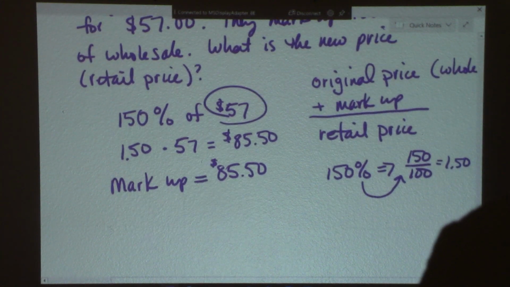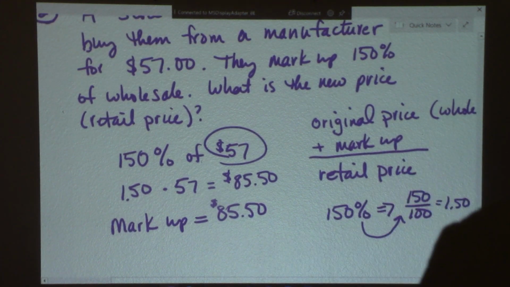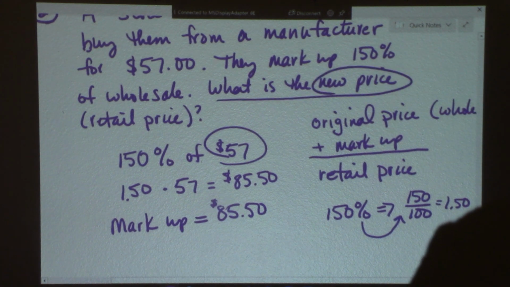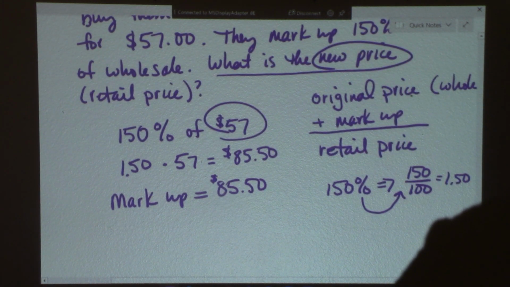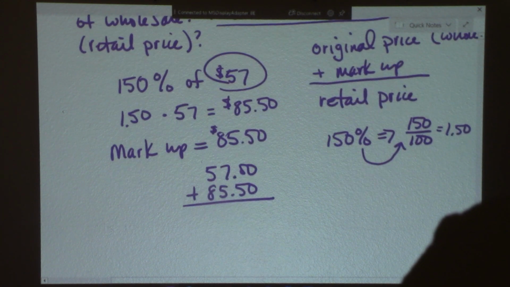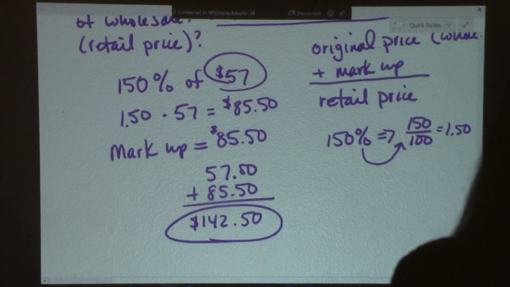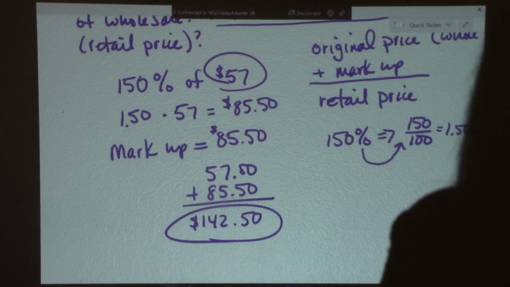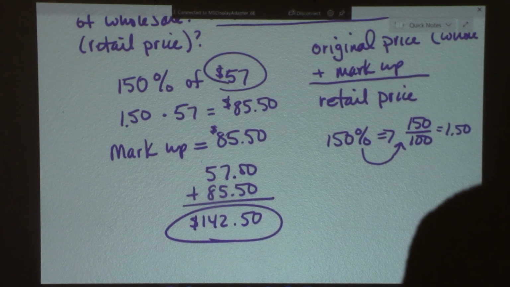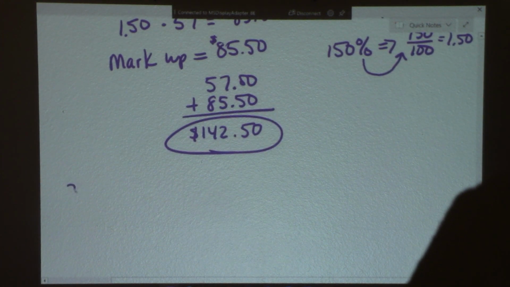Okay, so what is the question? The question is not what is the markup. The question is what is the new price. So I have to take my original, add the markup, and that will be the retail price, which is what they sell it to us for. So I'm going to take $57 and I'm going to add $85.50 to it, and I get $142.50. Okay? So that skateboard is expensive. All right, one more, and then we'll have some OIOs.